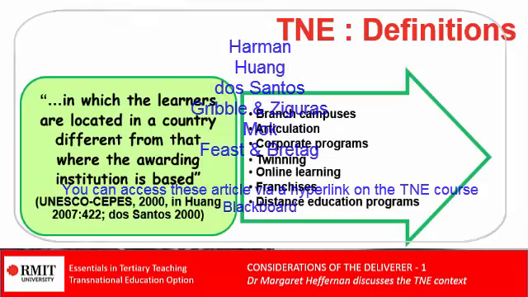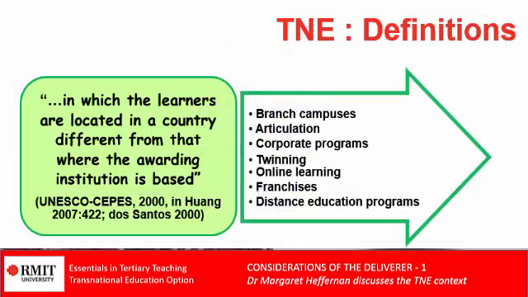So I'd like you to look at the slide on TNE definitions, and you can see there are some examples of branch campuses, articulation of programs, corporate programs, distance education, franchises, twinning, online. These are all features of transnational education, in which the learners are located in a country different from that where the awarding institution is based. So, for example, as we'll see shortly, RMIT has got a presence in Southeast Asia, Asia and Europe, and also twinning and partnering institutions.